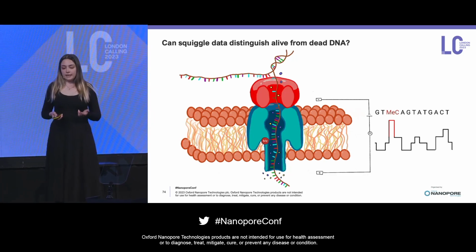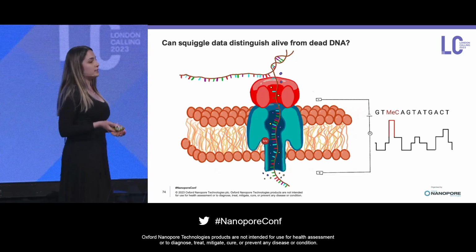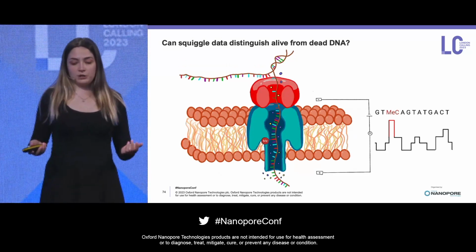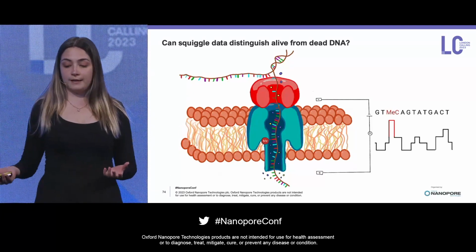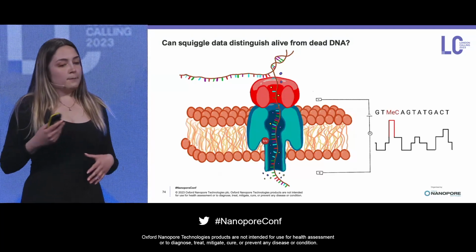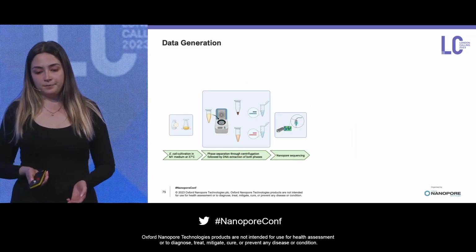Since squiggles can detect changes down to the atomic level, such as epigenetic modifications, we would like to build a computational framework that will combine nanopore sequencing and neural networks to distinguish living, therefore pathogenic, microorganisms from dead microorganisms.